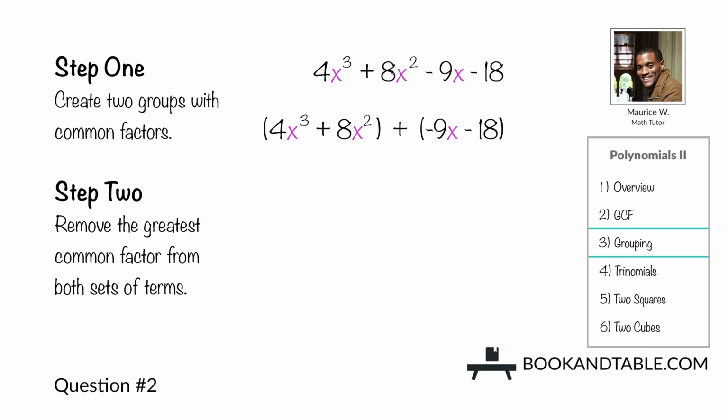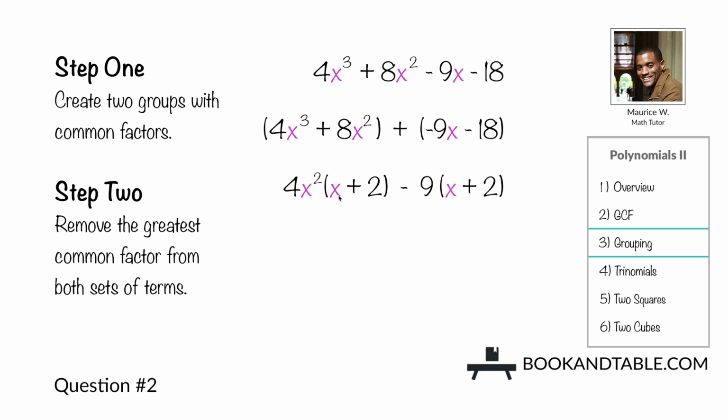So we put a pair of parentheses around the first two terms, add an addition sign, and then a pair of parentheses around terms 3 and 4. So the negative stays inside the parentheses here. And now step 2, remove the greatest common factor from both sets of terms. So 4x cubed plus 8x squared have a common factor of 4x squared. The coefficients 4 and 8 have a common factor of 4. The variables x cubed and x squared have a common factor of x squared.